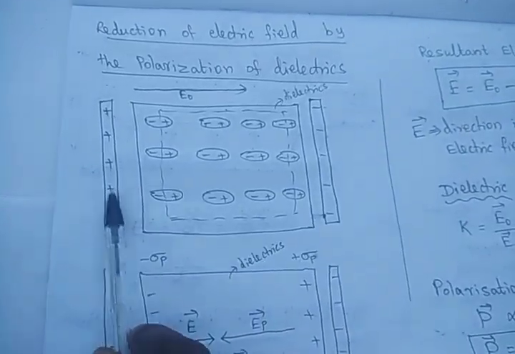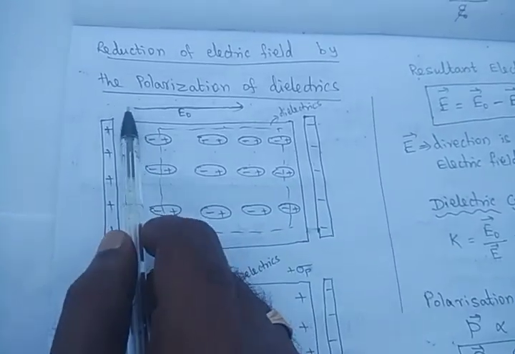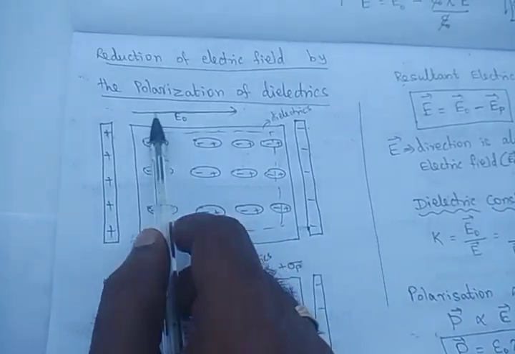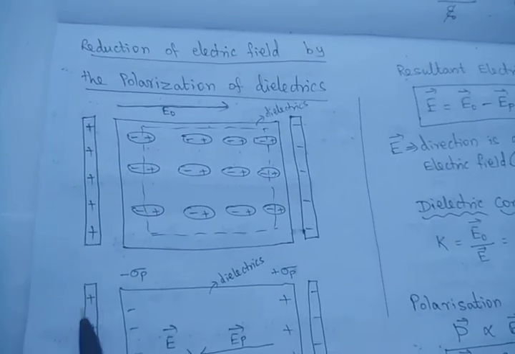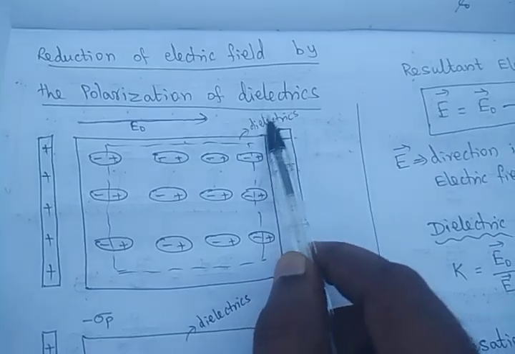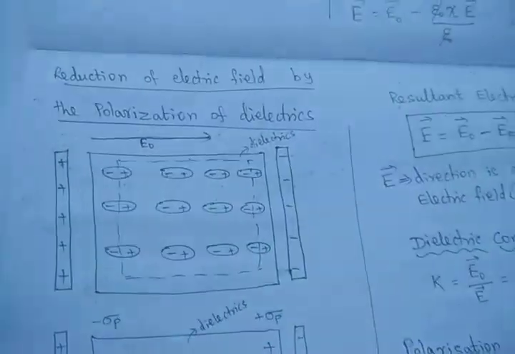Let us see that there are two plates, with positive and negative charges. The electric field always moves from the positive to the negative charge. That is E naught, the external electric field vector. So this is a dielectric material, and the dielectric material is placed in the external electric field.